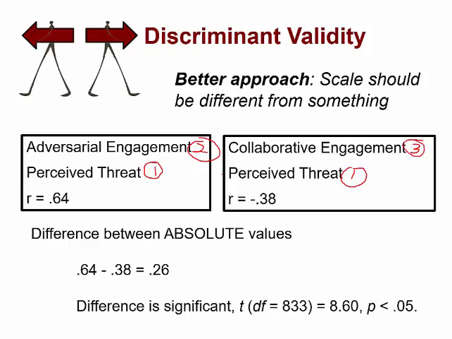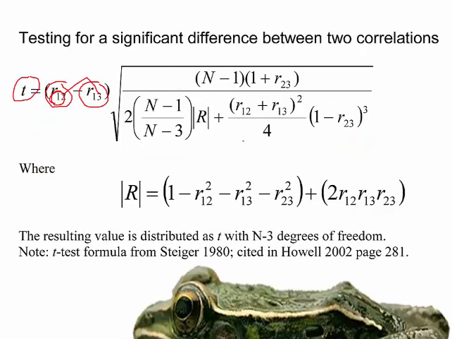So I have one correlation, I'll call the correlation 1, 2, which will be the correlation between perceived threat and adversarial engagement. And correlation 1, 3 will be the correlation between perceived threat and collaborative engagement. So again, on my slide here, I've got correlation 1, 2 and correlation 1, 3.